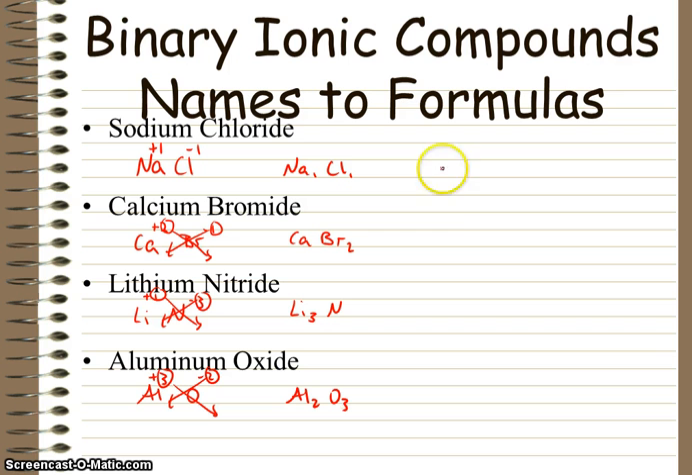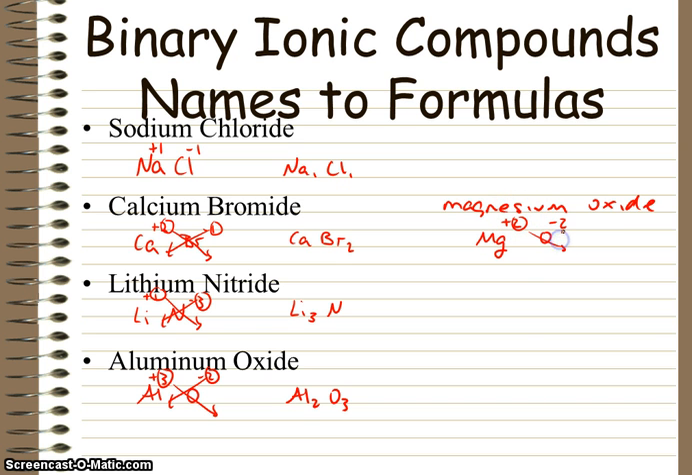Now let's look at one more example. Let's say that we've got magnesium oxide. Magnesium is Mg. It's an alkaline earth metal, so it's going to form a charge of +2. Oxide is O. It's going to need to gain 2 electrons to become stable, so it's a -2.